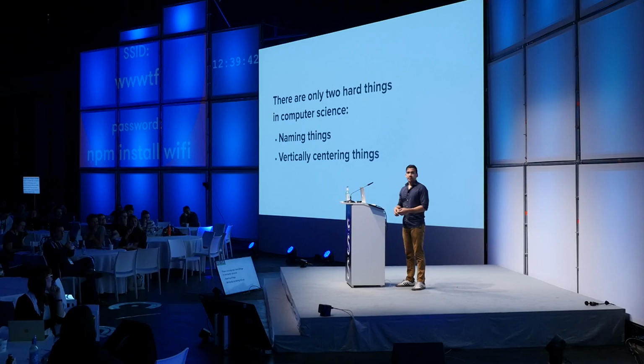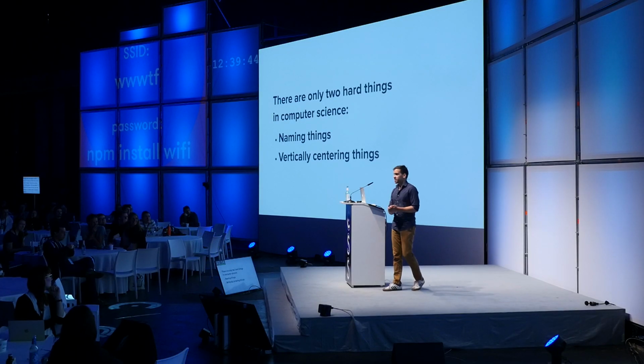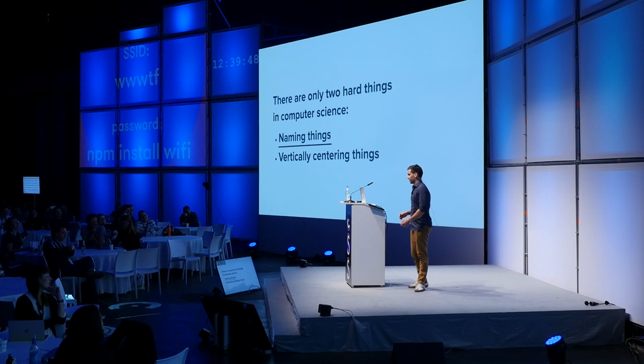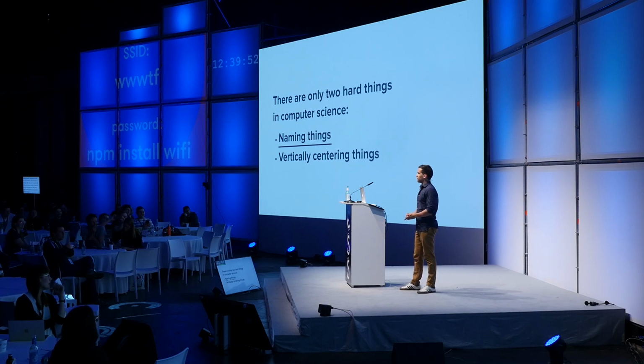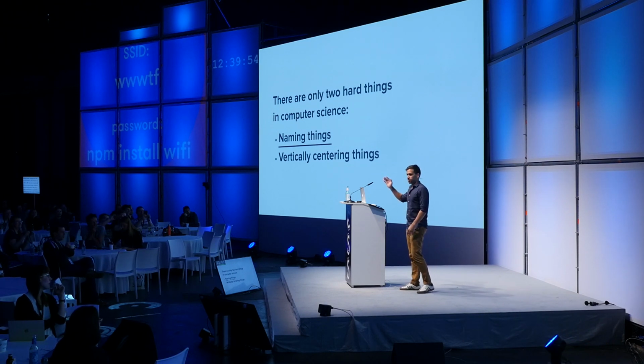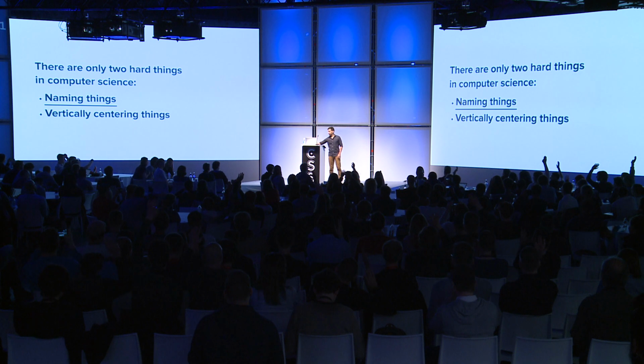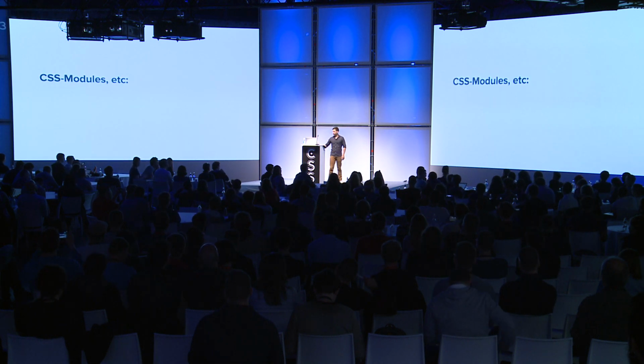So as you might know, on the subject of CSS and JS, there's only two hard things in computer science. Of course, the first one is naming things. Now, CSS and JS aims to tackle this one, naming things. So how many of you have actually used something like CSS modules or, I don't know, any of the other million CSS and JS things? How many of you have used it? All right, so you might know how it works, right?